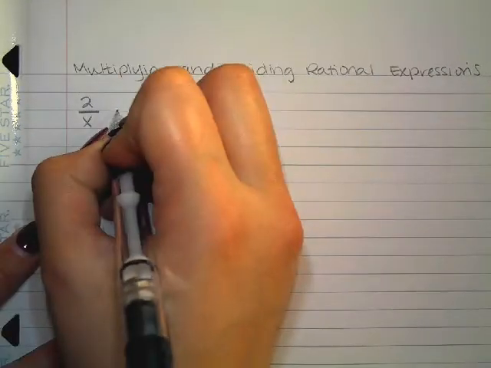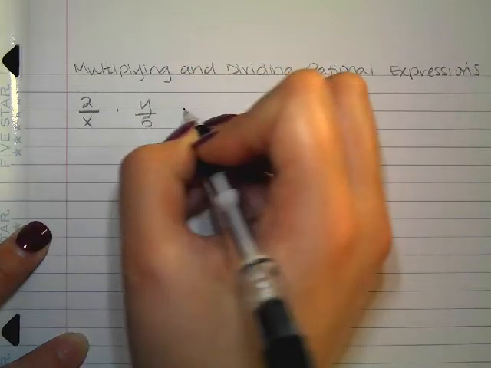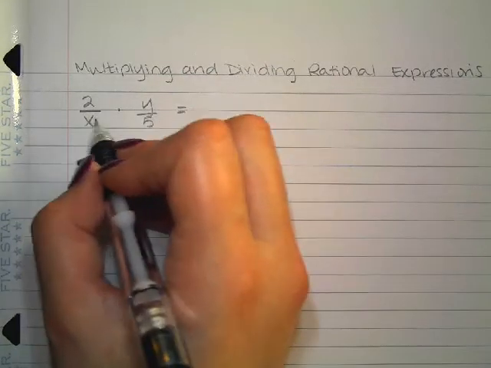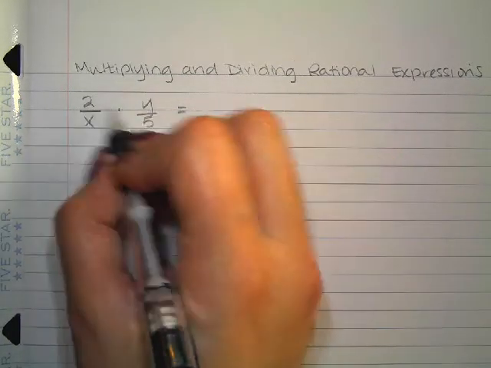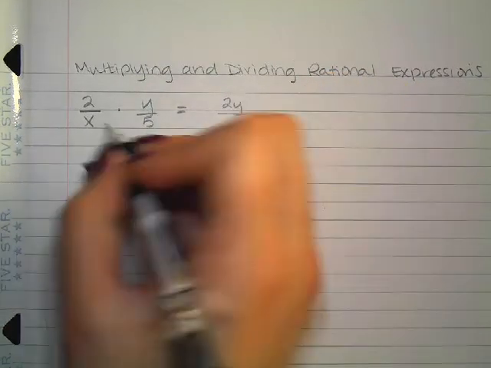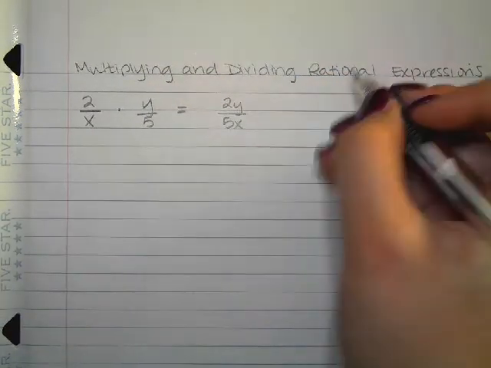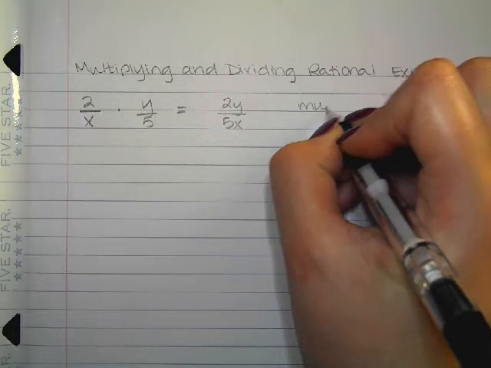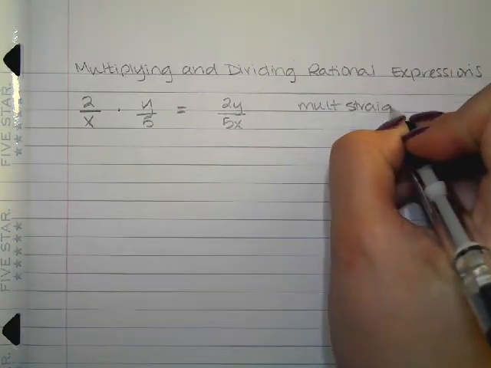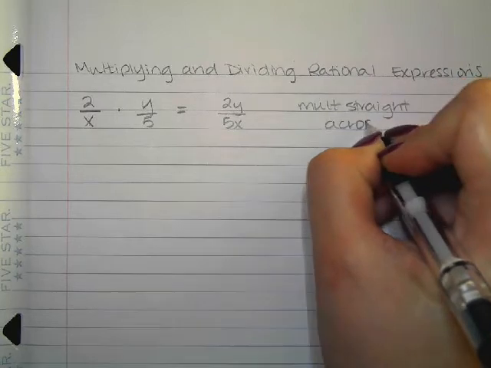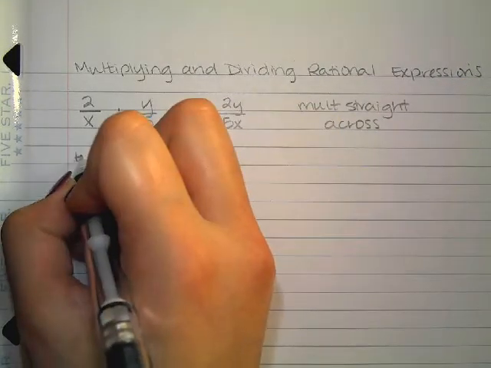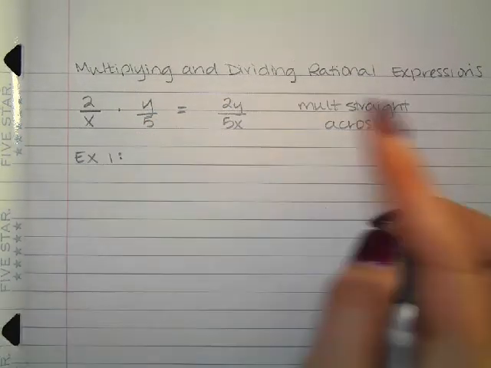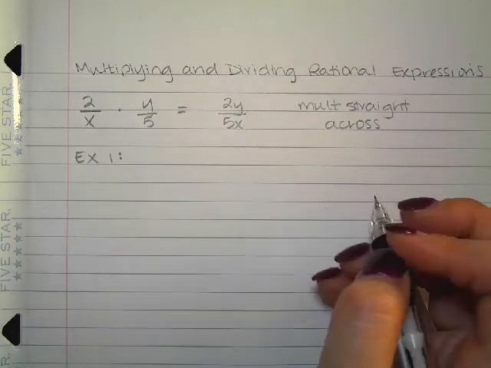Starting off with a pretty simple example, because I know you've multiplied fractions before, when you multiply fractions, you have to go straight across. So 2 times y is 2y, x times 5 is 5x. So our note to ourselves is that when we're multiplying rational expressions, we do multiply straight across. Now this is an advanced math class, so of course we're not going to do super simple problems like that all the time.